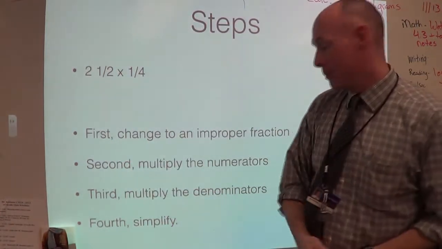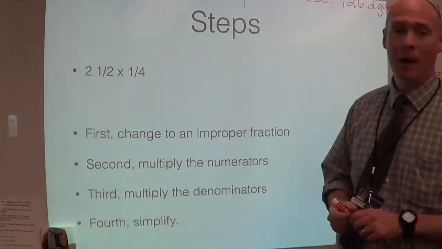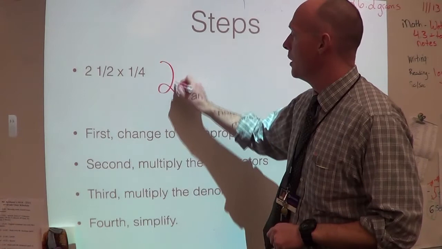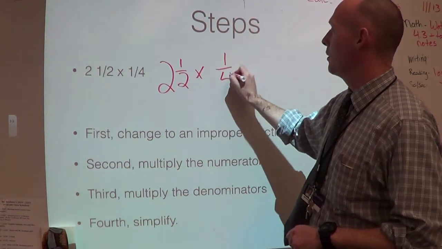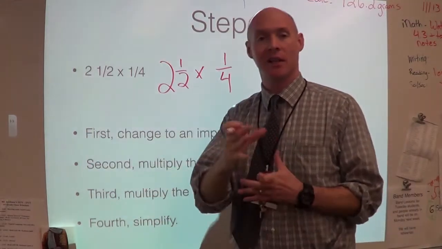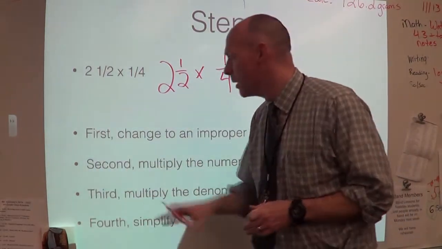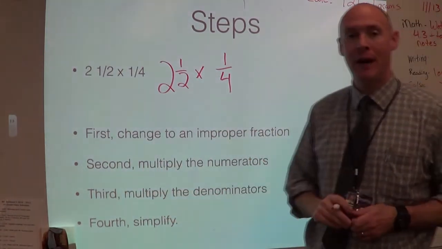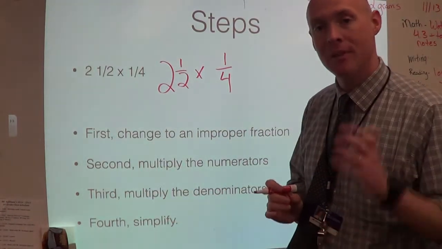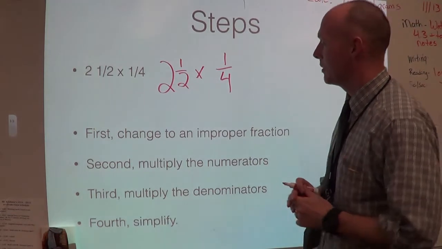First, here are the steps. Say I have a problem like this: 2 1/2 times 1/4. Okay? I'm just going to rewrite it because I couldn't exactly type it correctly. Steps. First, what we have to do is change to an improper fraction. So anytime you have a mixed number, step one, make it an improper fraction.